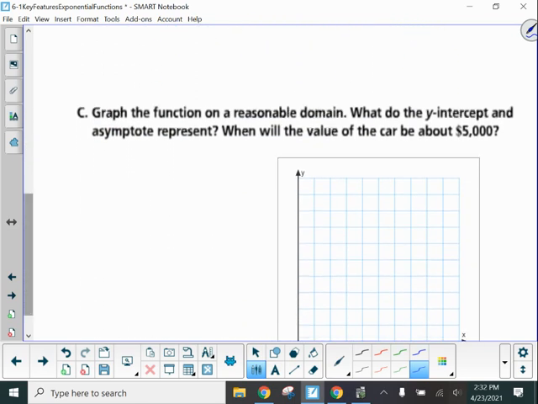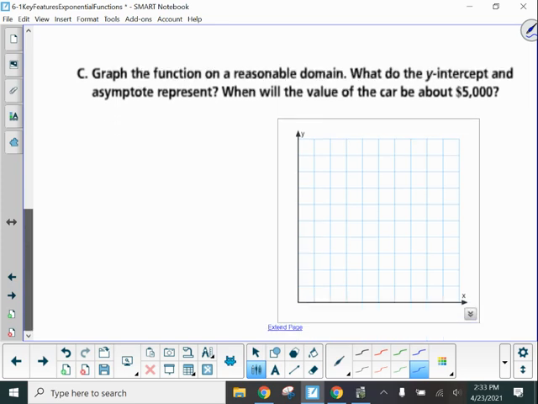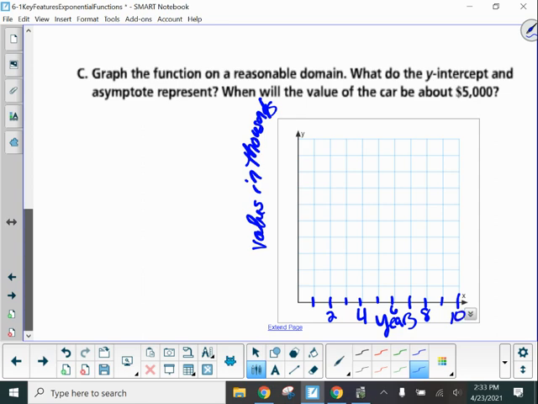And then it asks us to graph the function over a reasonable domain, and what do the y-intercept and asymptote represent? So to give this a good model of what's going on, my y-axis is going to be the value in thousands of the car. The x-axis is going to represent years. So I have 1, 2, 3, 4, 5, 6, 7, 8, 9, 10.